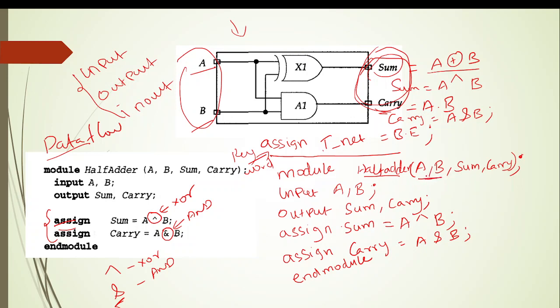What do you need to check here in the simulation? I should apply the inputs and check what your output is. You just verify the truth table for your half adder. So go through the truth table, apply the inputs and verify whether you are getting the proper output in sum and carry. If you have any doubts you can ping. Okay, so thank you students.